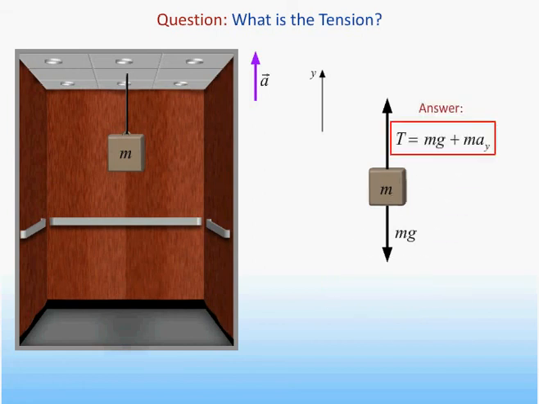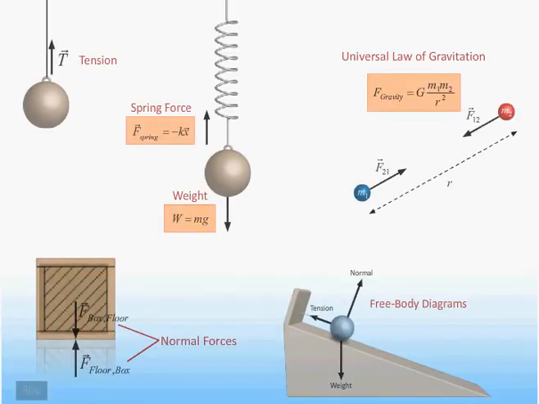The final step is to check to see if your answer makes sense. In this case, we just found that the tension in the rope is given by the weight of the box plus an extra part which is proportional to the acceleration. If we consider the case where the elevator is not accelerating, we see that the tension in the rope is just equal to the weight of the box. If the elevator is accelerating upward, the tension is bigger than the weight, and if the elevator is accelerating downward, the tension is less than the weight. This all makes sense.